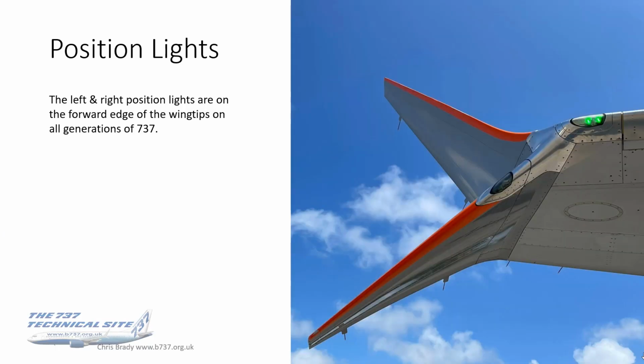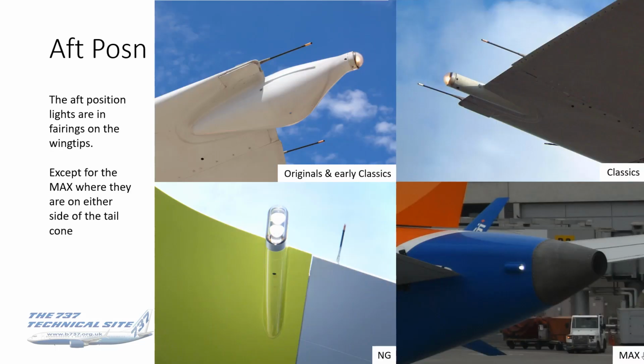The left and right position lights are always on the forward edge of the wingtips, and that's on every generation of the 737 from originals through to Max, as you can see here. The aft position lights, again, I've got four photos here showing the position. So top left is originals and early classics.